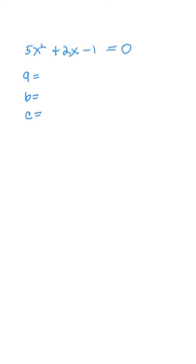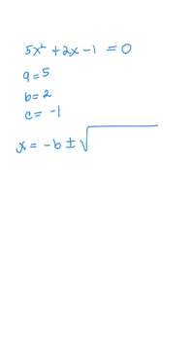A is the coefficient of the leading term, or the second degree term for our quadratic, so it would be 5. B is the coefficient of our linear term, which would be x, so the coefficient of that is 2. And then our constant is negative 1. The formula says that x is going to equal the opposite of b plus or minus the square root of b squared minus 4 times a times c all over 2a.